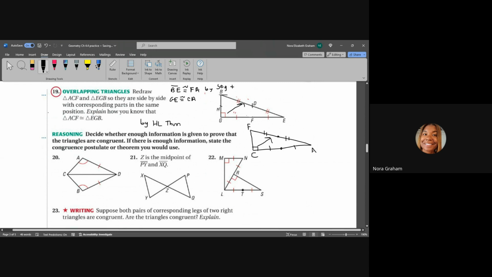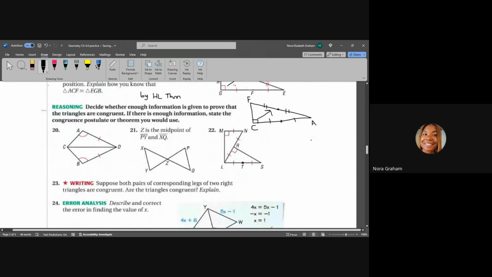They're pretty easy. All right, so let's do 20 through 22. Decide whether enough information is given to prove that the triangles are congruent. If there's enough information, state the congruence postulate or theorem you would use. All right, so let's look at 20.